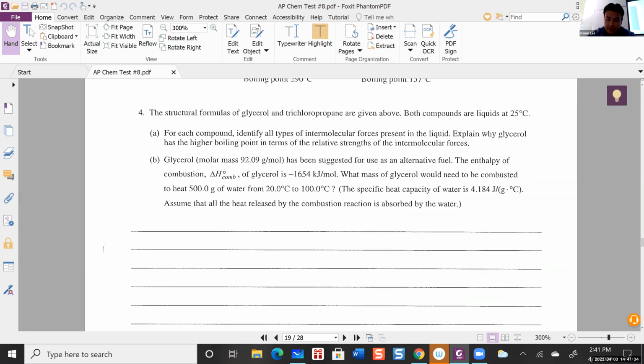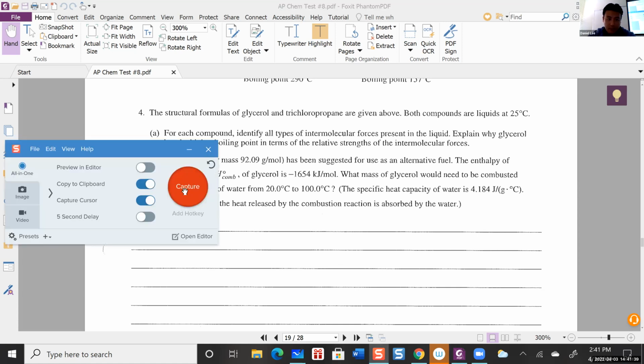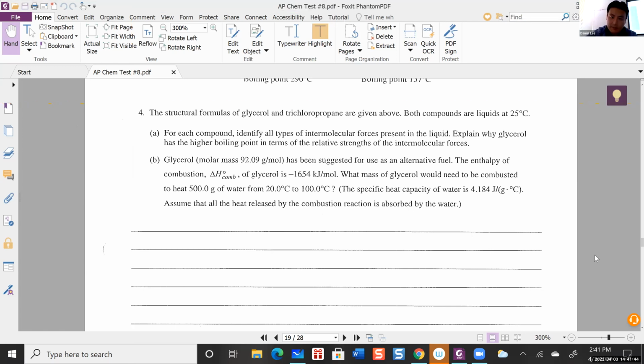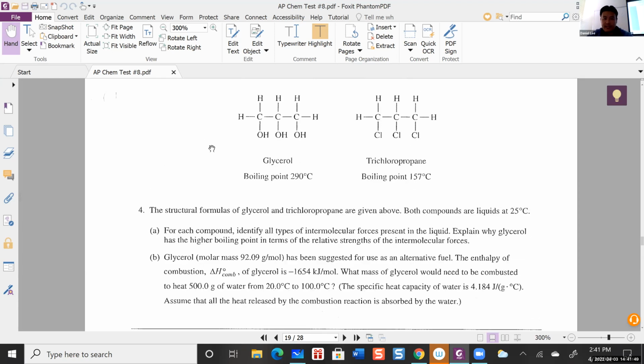Okay. Because this one is a lot shorter, I'm just going to copy and paste onto our whiteboard and go from there. Do you see this one here? Look at these two molecules. Glycerol on the left side has the capacity for hydrogen bonding. That is very polar, right? Hydrogen bonding is one of the strongest intermolecular forces. However, on the right side, this trichloropropane has no capacity for hydrogen bonding.